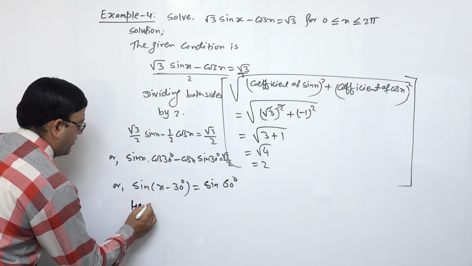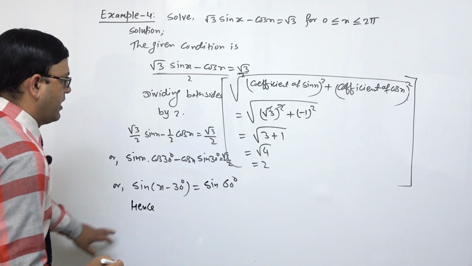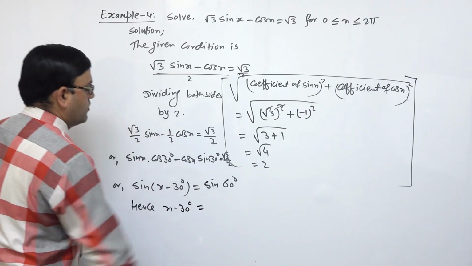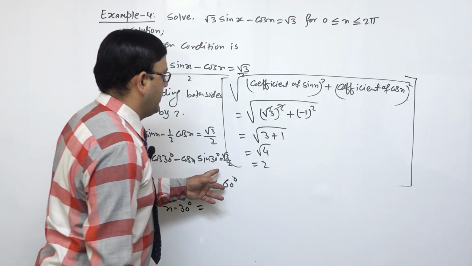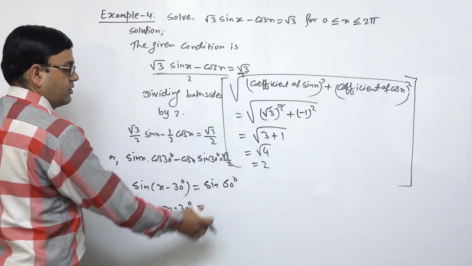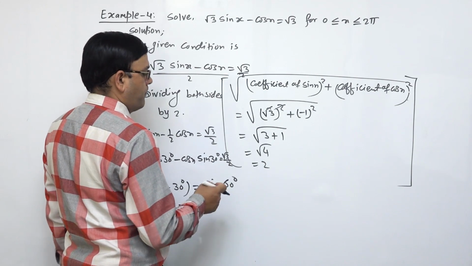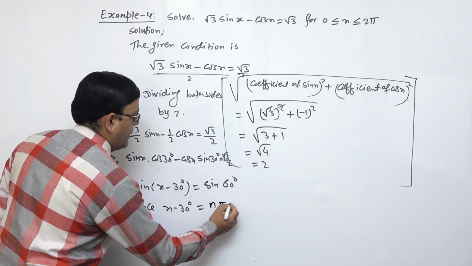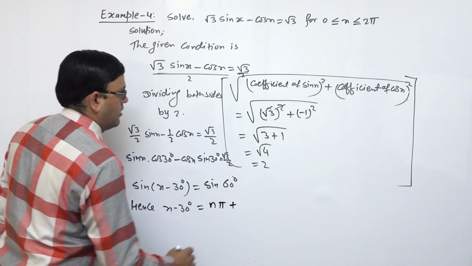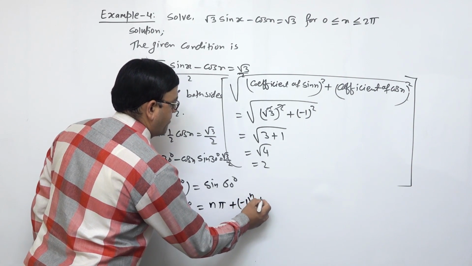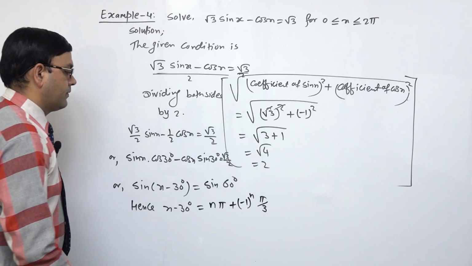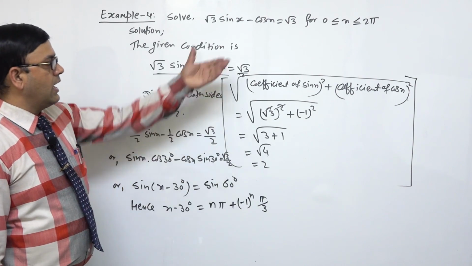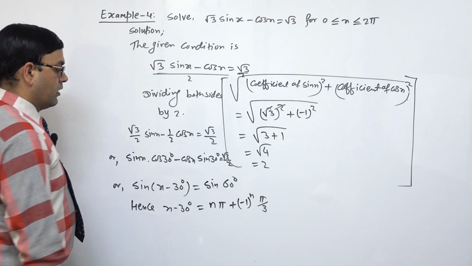Hence we can write here x minus 30 degree is equal to this 60 degree. 60 degree is, we know, pi by 3. So we can write it here n pi plus minus 1 to the power n pi by 3. We can write, and then we'll get the answer up to here also.